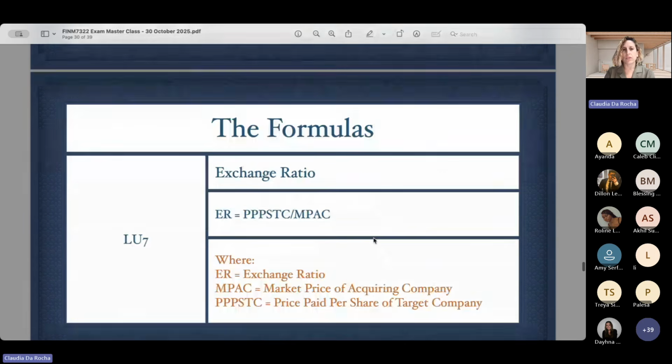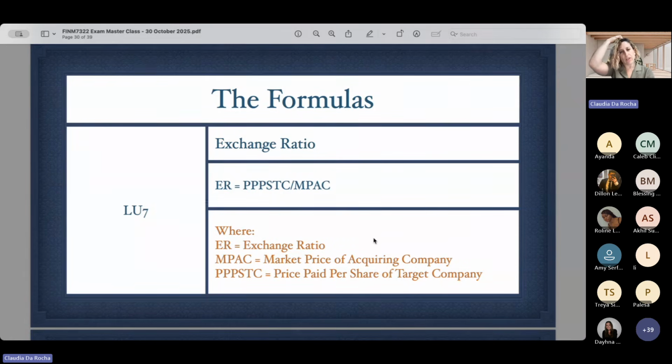Okay, then the first set of formulas is our exchange ratio. So what is our exchange ratio? Our exchange ratio says to us how many shares we can give to get. So we talk about the acquiring company and the target company. Here we're saying, what does the acquiring company need to give the target company in order to merge with them?